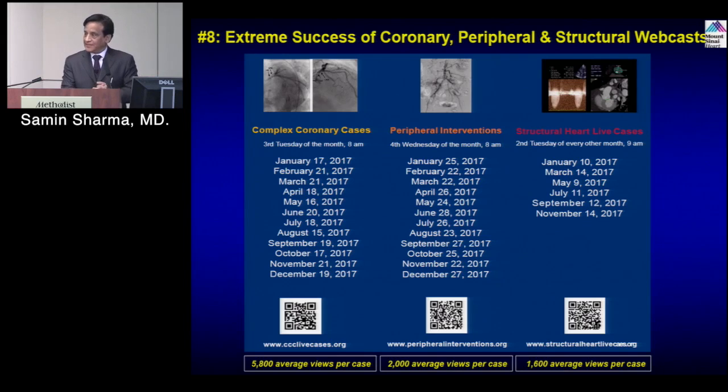One final question: there are now non-compliant balloons coming in which can be inflated up to 40 atmospheres safely. How do you think that will play into this entire calcific lesion?